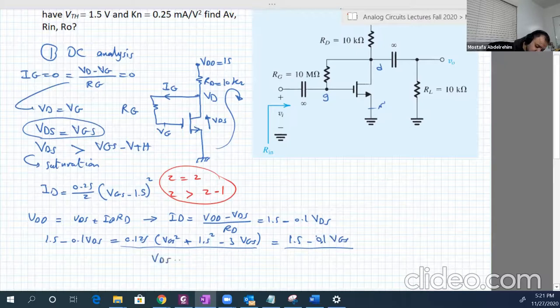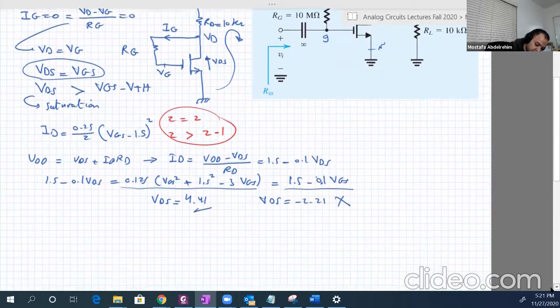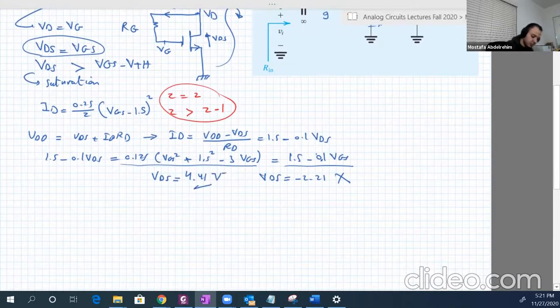solutions. The first one is VDS or VGS equal to 4.41. And the second solution, VDS or VGS, both are the same, okay? Minus 2.21. So this is, of course, rejected because it's a negative. VDS cannot be negative while the transistor is on. And this will be accepted. Okay?